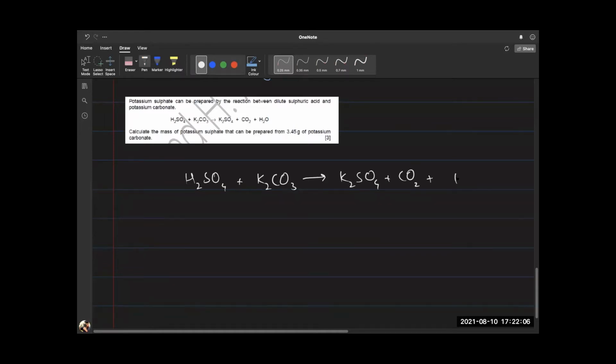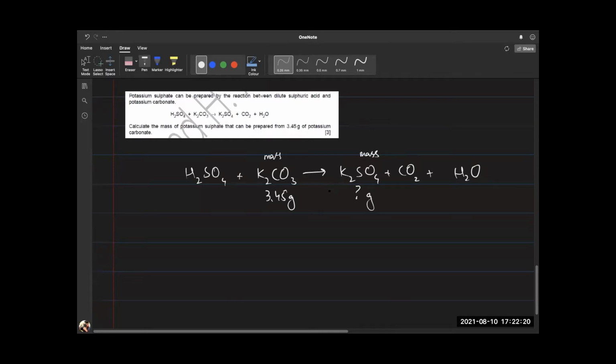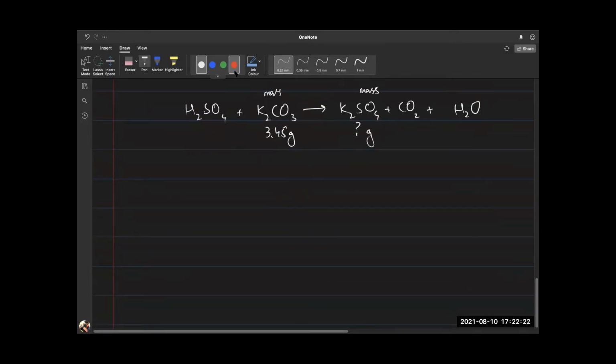Copy this. Okay. What are we focusing on? We have 3.45 grams of this thing available, and we're looking for the mass of this thing. So its mass is given, and we need to find the mass of this one. Everything else we'll just ignore. So let's try to solve it through the traditional method.